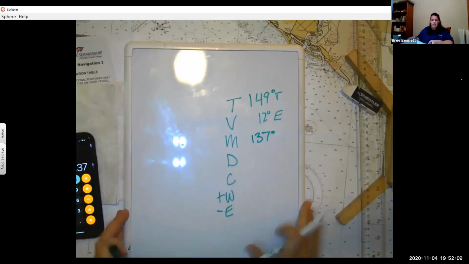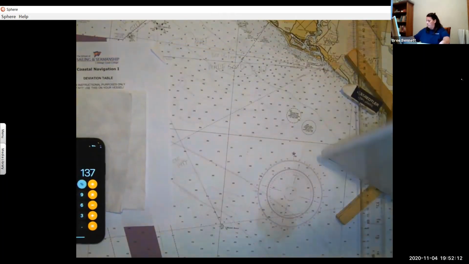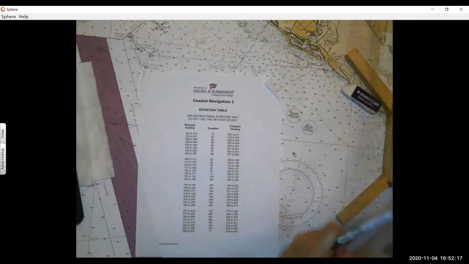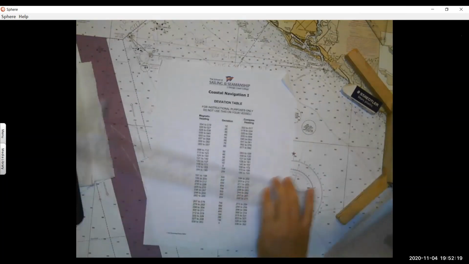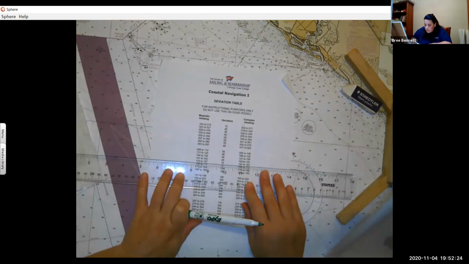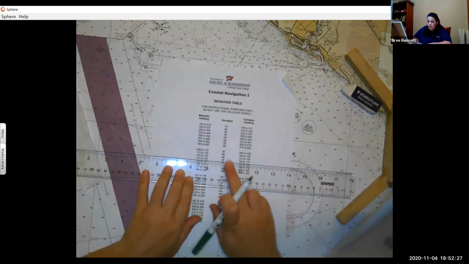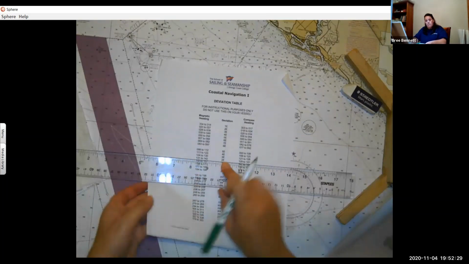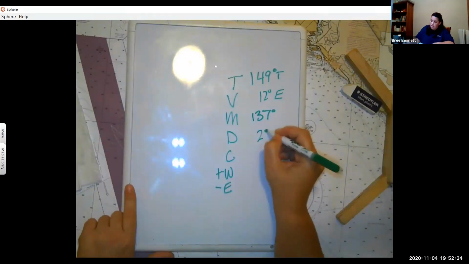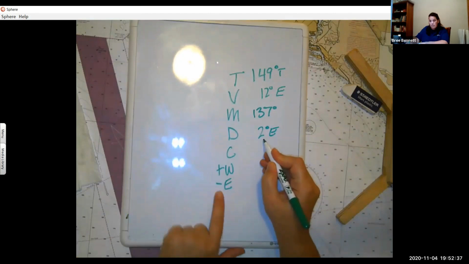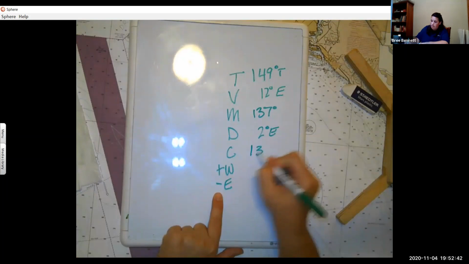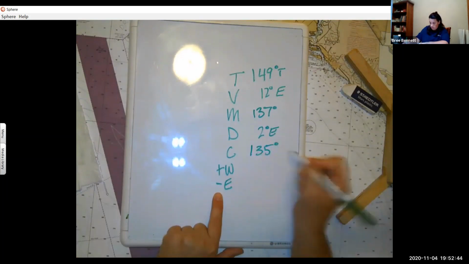137. I go to my deviation table. With magnetic heading at 137, I get a deviation of 2 east. I guess that was right, but it's confusing. With that east, I'm going to be subtracting, so I get a compass course of 135 degrees PSC.